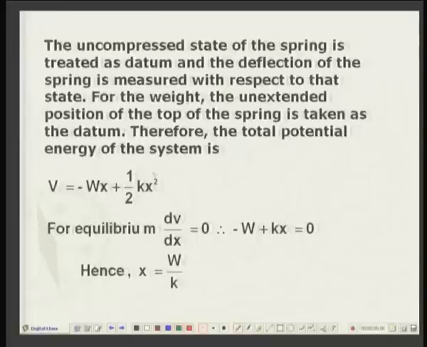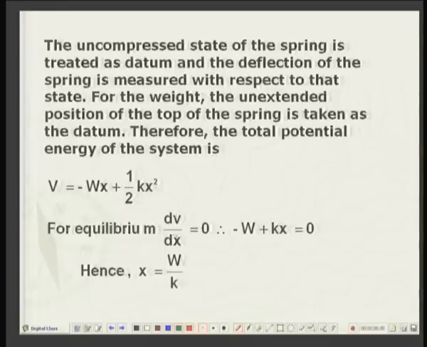Keeping this in mind, we will then compute the gravitational potential energy of the mass, which is minus W times x, with the negative sign because it is proportional to the height above the datum. But our x axis is downward, which is why we have taken it negative here. For the spring, the elastic potential is half k x squared. So the total system of mass and spring has the total potential of minus W x plus half k x squared.